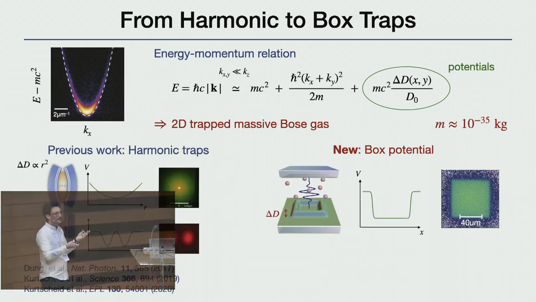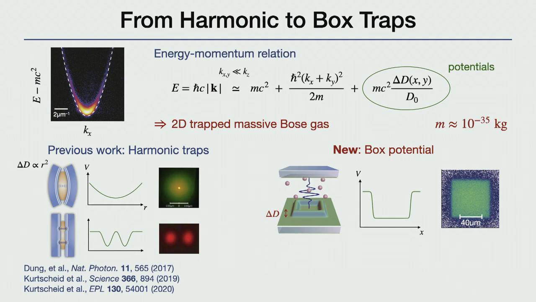And if we just play correctly with this delta D, in previous works we were using harmonic traps where delta D scales with r squared, so these are spherical mirrors, then you realize a harmonic trap or a double well trap, for example, to hybridize two of these condensates. But now using a novel technique where we are able to locally elevate the reflective surface of one of these mirrors, we are actually able to implement a box trap. And here you can see the light that is then trapped inside this repulsive barrier.